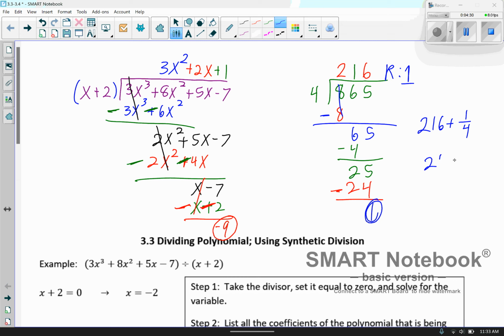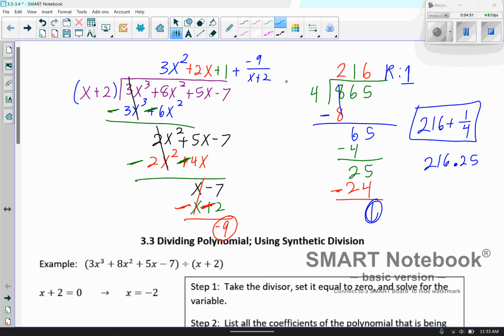And if you were to put that into a calculator, 865 divided by 4, it would be 216.25, which is the same thing I have up above. But the way I wrote it here is the way we're going to write it. So what I would do here is put plus and then put my remainder over my original divisor, which would be negative 9 over x plus 2.